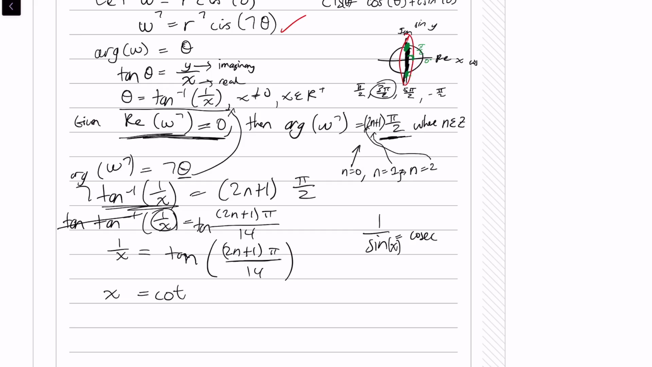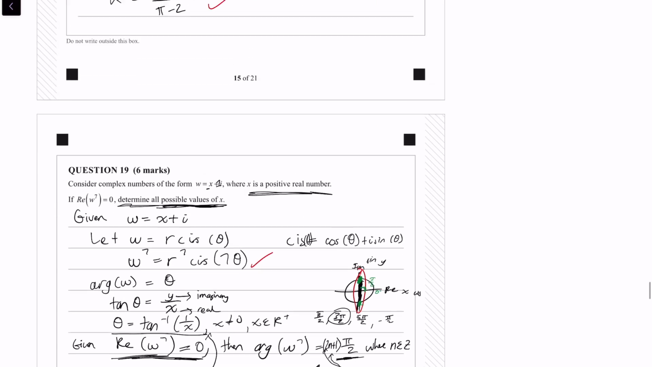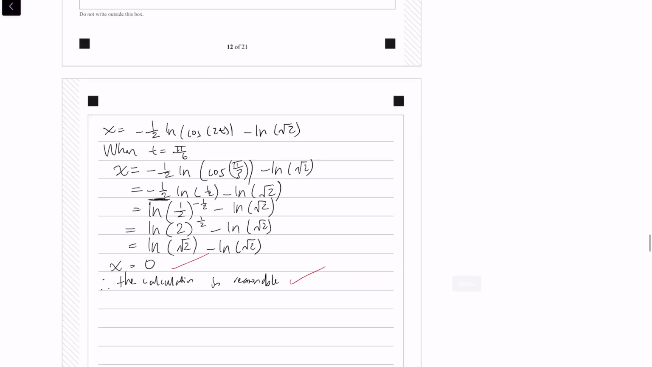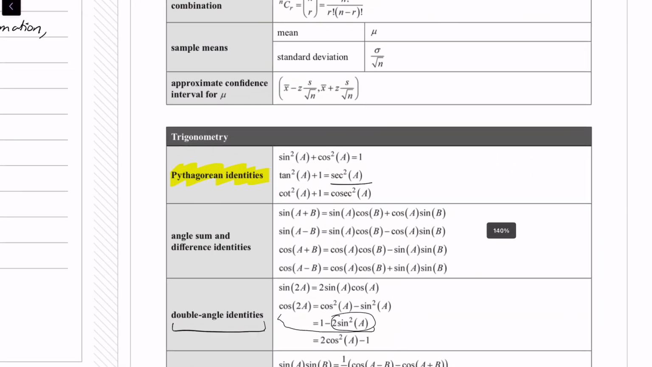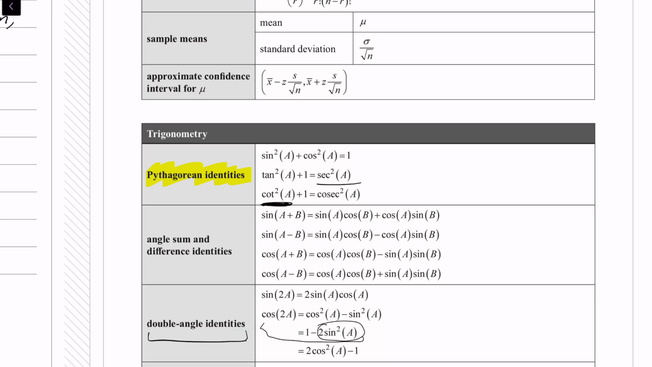Sine of x, cosec x, and 1 over cos x is sec x, I believe. And I think the sec x came with our formulas before about Pythagorean identities. Yeah, cot is there, so sorry. Now that I know cot's there, then I can think about what I could do next.